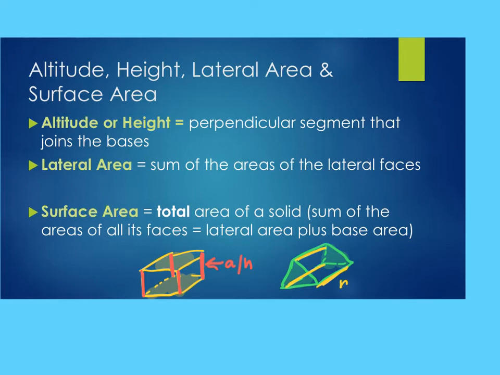The lateral area is the sum of the area of all the lateral faces. So all the sides that are not a base, if I added up the area of all of that, that's the lateral area. And the surface area is the total area. So there's a couple ways to do it. One is find the area of every single side and add them all together. And the other is to use a formula that we're about to get.